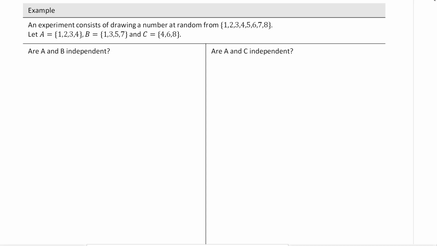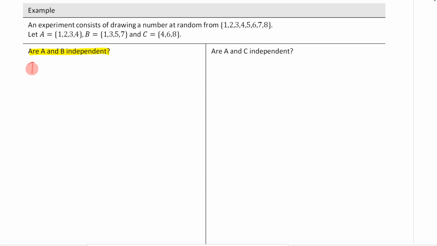We're going to be answering this question before us. It says, an experiment consists of drawing a number at random from 1, 2, 3, 4, 5, 6, 7, 8. Let A be this, let B be that, and let C be this. Are A and B independent? Okay, so we have to use our test for independence.